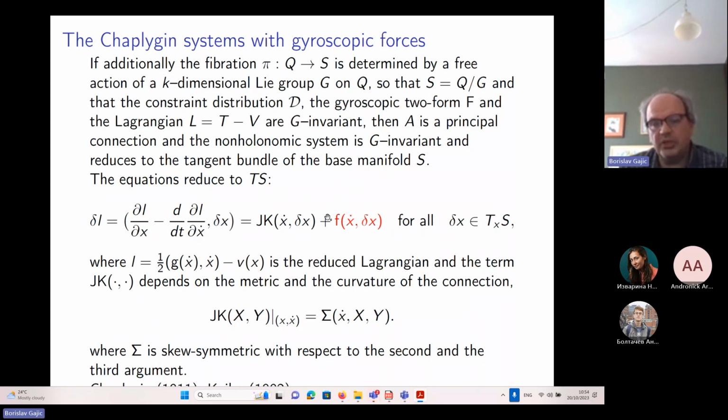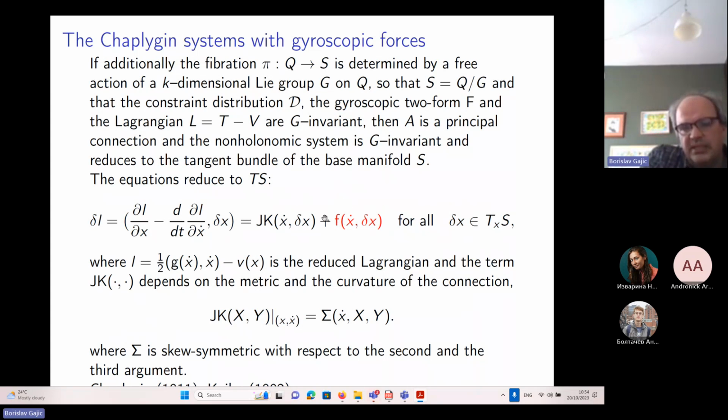And this, without gyroscopic forces, Chaplygin considered it in 1911. He considered where G is an abelian group. And then it is for arbitrary action of Lie group G. It is given by Euler in 1992. These are very important references in the subject.